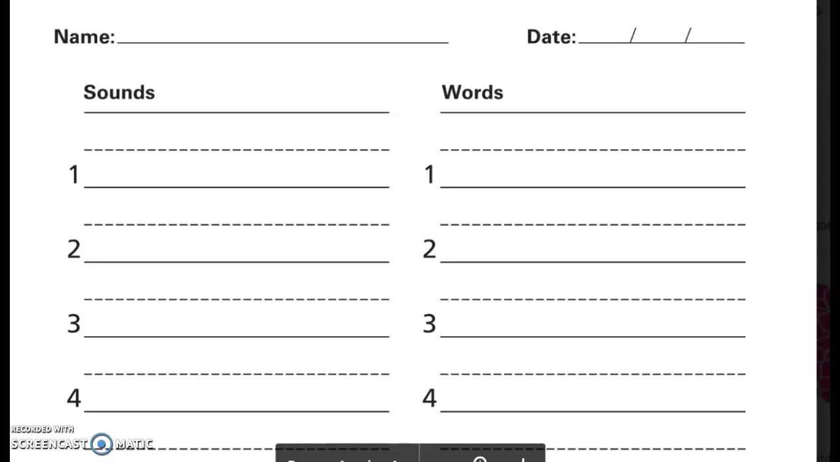Okay, so here we go with our friend Fred. Fred has a pet frog in a box. Fred has a pet frog in a box.